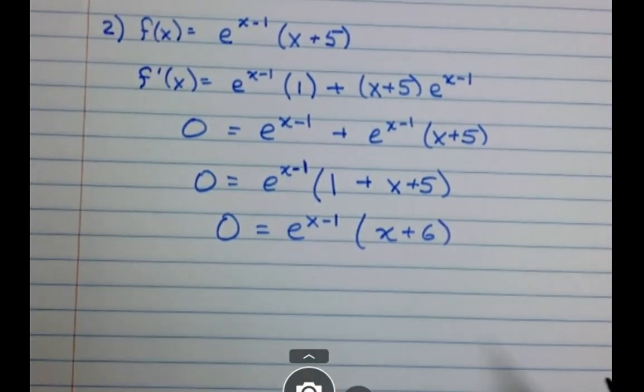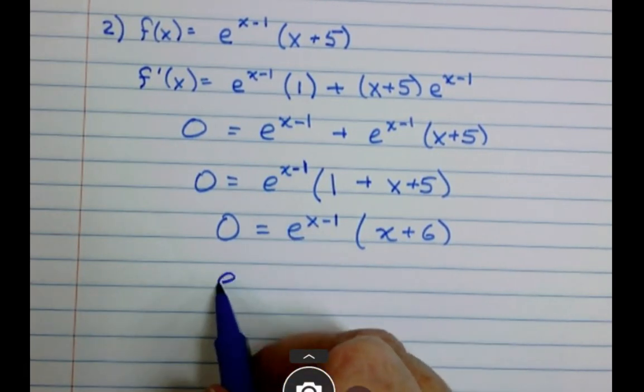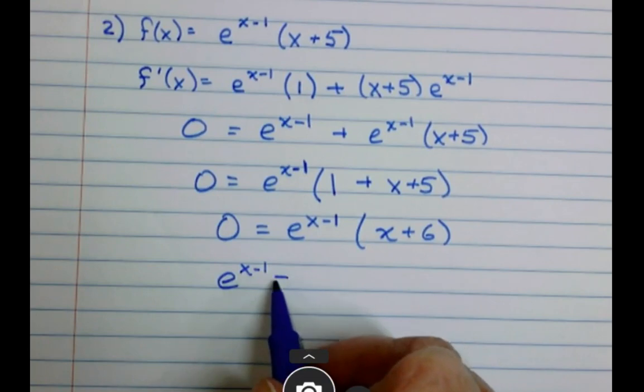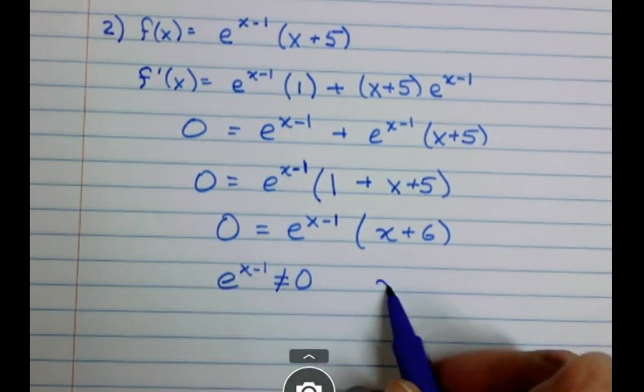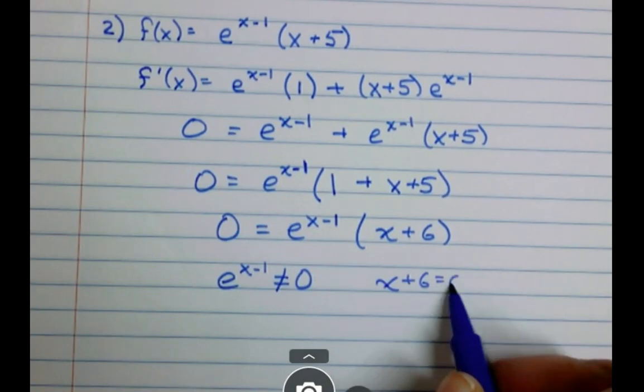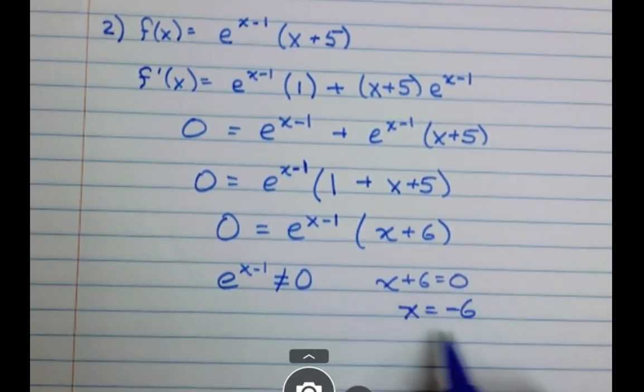Remember our zero product property says one or both of these must equal 0 in order to get a product of 0. Well, e to the x minus 1, that can never equal 0. There's no number that I can put here that's going to make e to an exponent ever equal 0. But x plus 6 can equal 0, and that's going to be when x equals -6. So I have my critical number there. And I'm ready to do my sign chart.